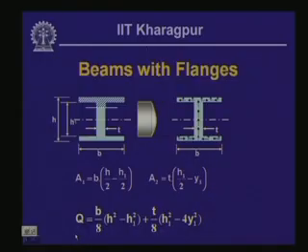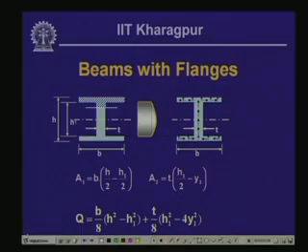Now, let us look into another type of cross section, where the cross section of the beam is similar to that of an I. If you remember, while discussing bending stress, we discussed that if we take a beam with two rectangular sections placed at a distance apart, they contribute more to the value of the moment of inertia, and thereby we get the maximum effect in the bending stresses.